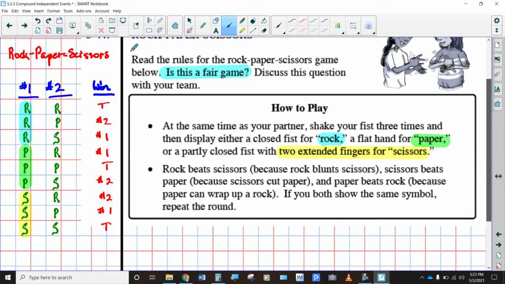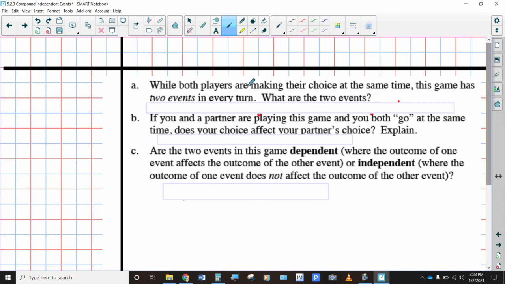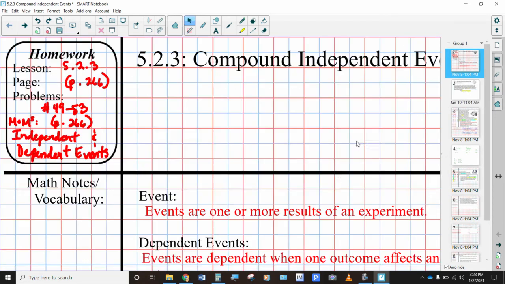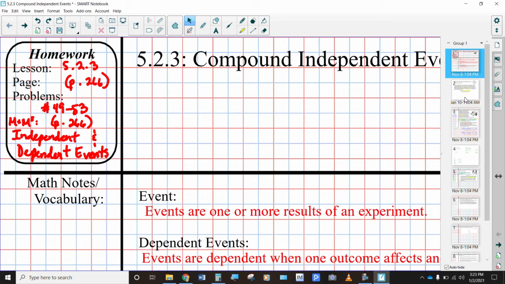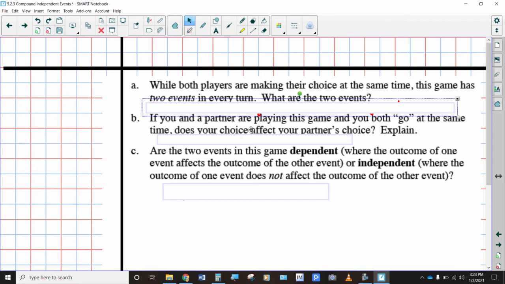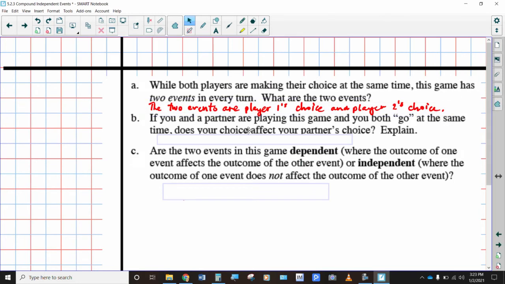Let's go ahead and answer some questions here. It says, while both players are making their choices at the same time, this game has 2 events. What are the 2 events? Okay, so if you remember, when we did our vocabulary at the very beginning, events are one or more results of an experiment. So what was happening? A lot of times people think that the events are either the paper, the scissors, or the rock. Really, the event in this case is each person is doing some sort of a throw, okay? So whatever their choice is, player 1's choice is one event, and player 2's choice is the other event, okay?